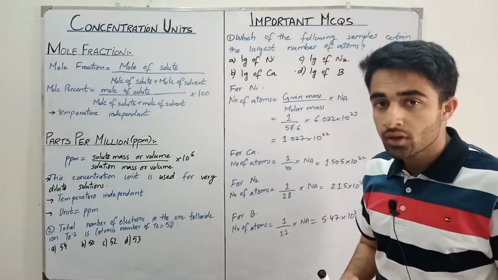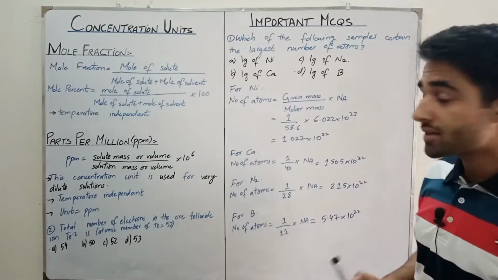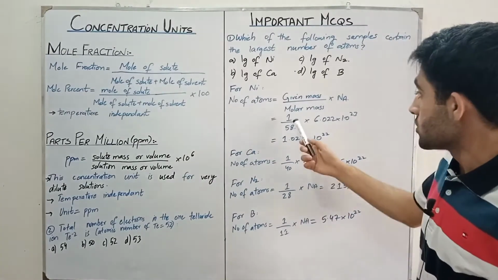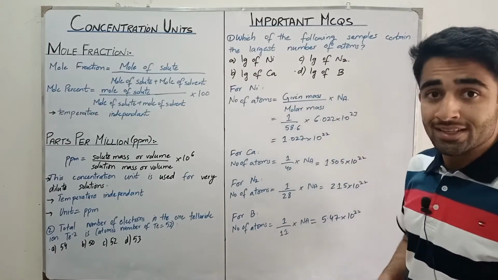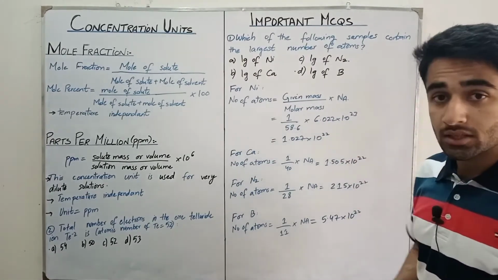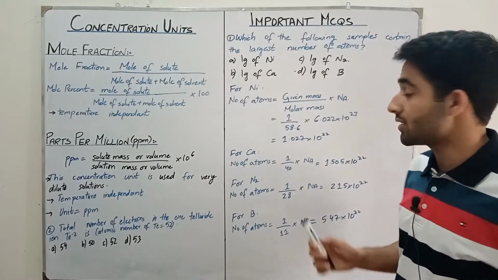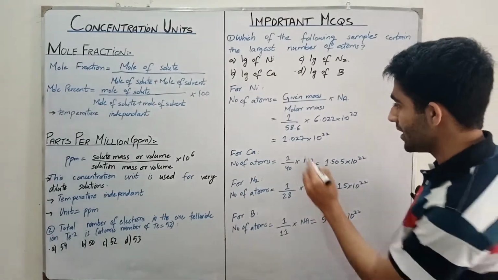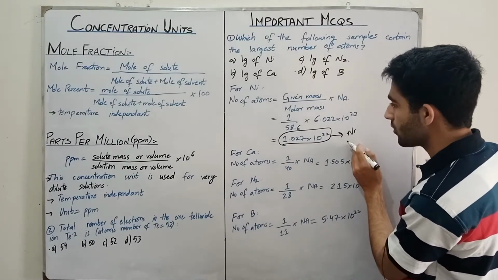First, for the nickel, the given mass is 1 and the molar mass is 58.6, which is the mass number of nickel. So 1 divided by 58.6 multiplied by Avogadro's number, 6.022 into 10 raised to power 23, is equal to, as I have already calculated, 0.027 into 10 raised to power 22 number of atoms of nickel.